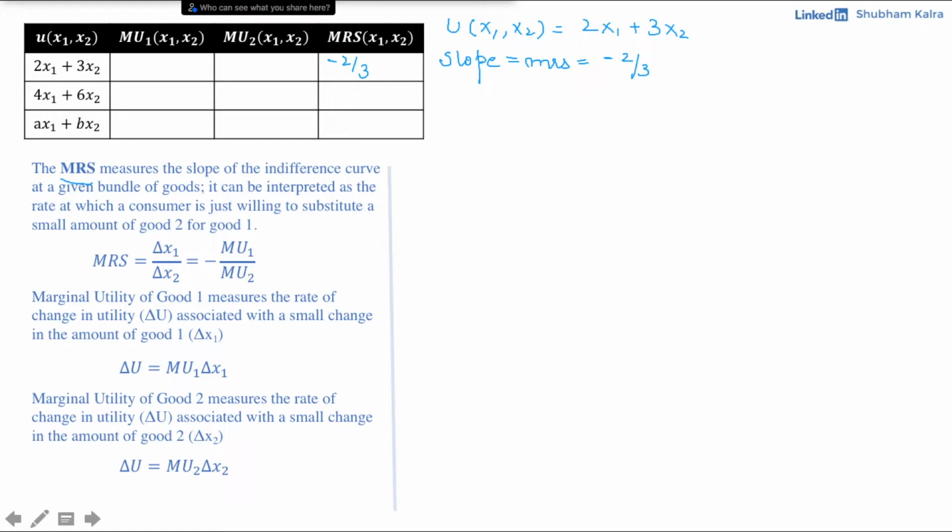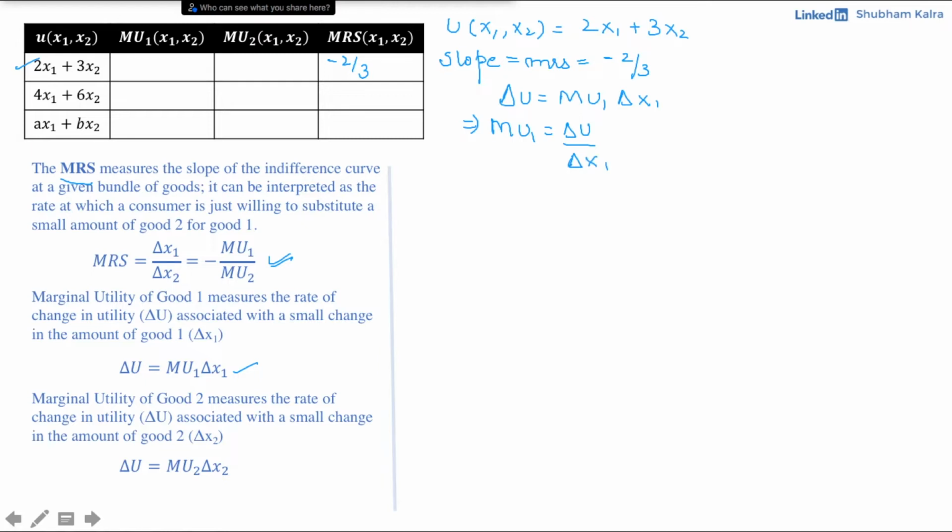Now, let's calculate the marginal utilities. Here, I first calculated the MRS because it was a straightforward answer. But you will also see that if I use this formulation, where I calculate the marginal utilities first and then substitute into this equation, your MRS would again be equal to minus 2 by 3 for this particular utility function. Let's do that. From here, we know that delta U is equal to MU1 delta x1. So rearranging this, we would get that MU1 is equal to delta U divided by delta x1.